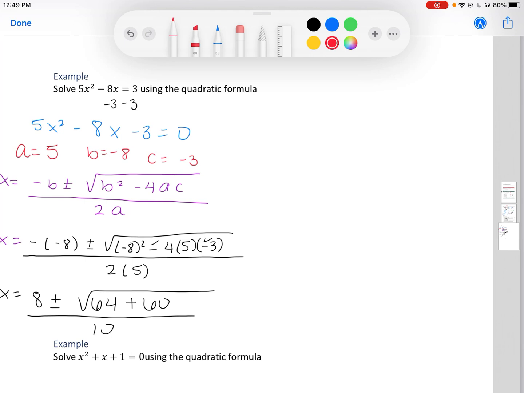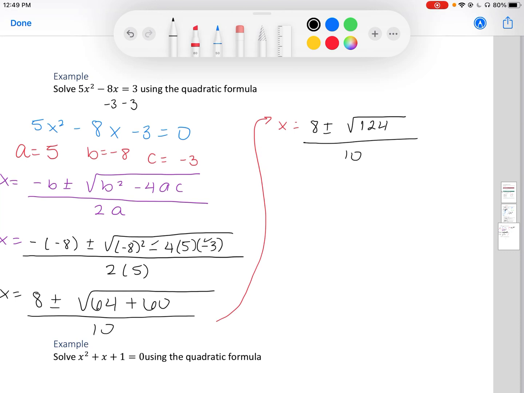And now we have a whole different set of numbers. So I have x is equal to 8 plus or minus 64 plus 60. Well, 6 plus 6 is 12. So I have 124 divided by 10. And I'll let you finish it off.